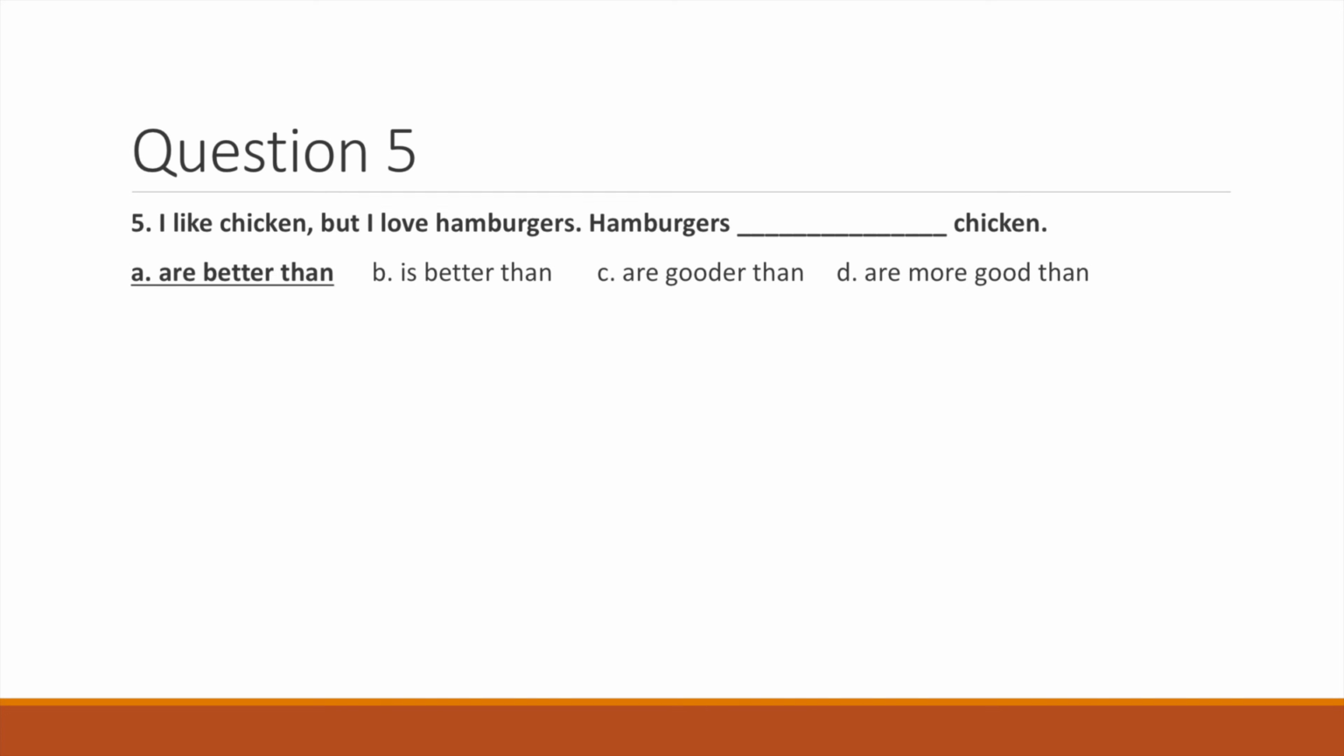Question 5. I like chicken, but I love hamburgers. Hamburgers blank chicken. So if I love hamburgers, they're more delicious for me. So I want to use the comparative form of good. A, are better than, is the correct answer.